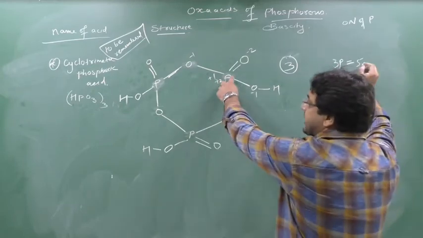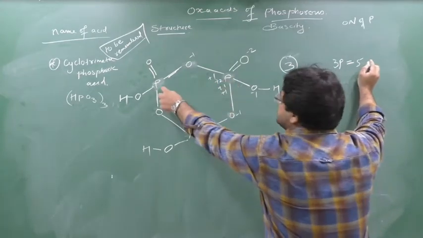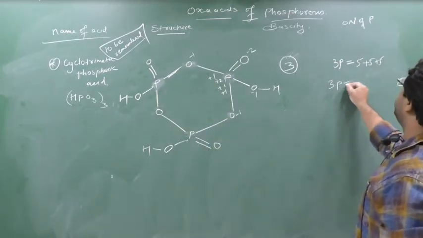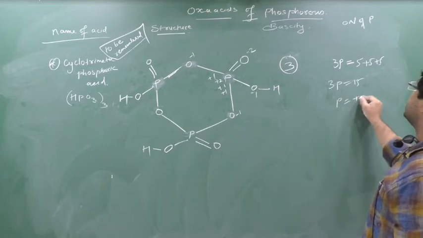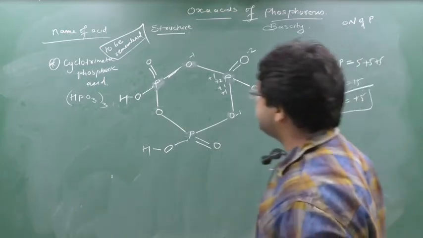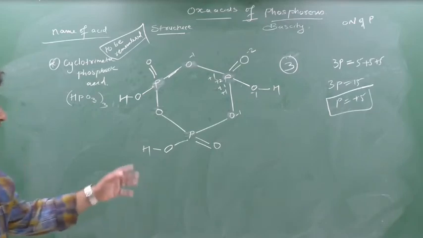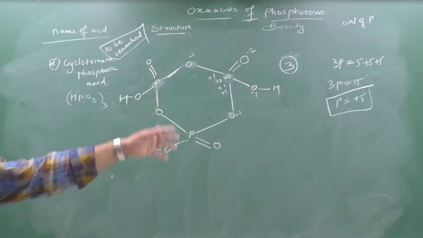So here it is 5, and here also the answer will come 5. Here also the answer will come 5. Means 5 + 5 + 5. So 3P means 15. So P will be equal to what? +5. So here the oxidation number is +5 in cyclotrimetaphosphoric acid. This is the structure, its basicity and oxidation number.